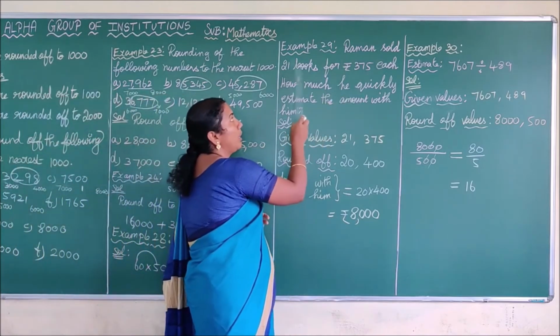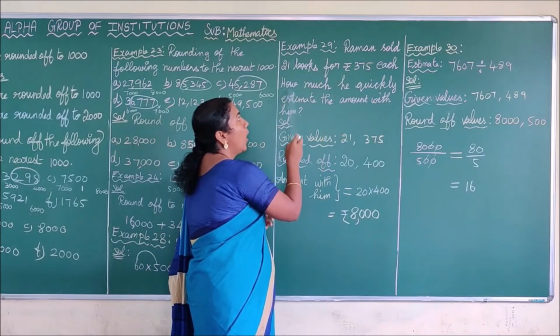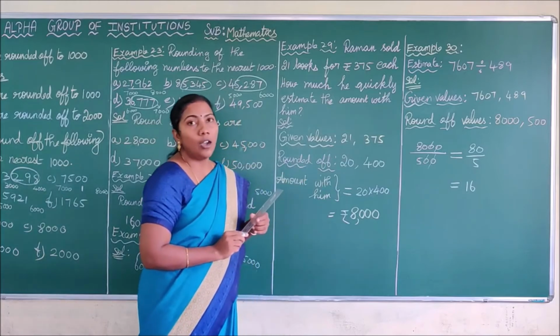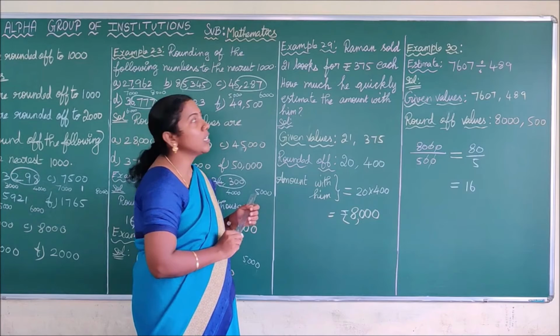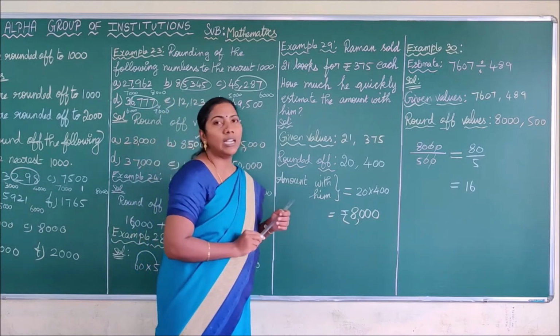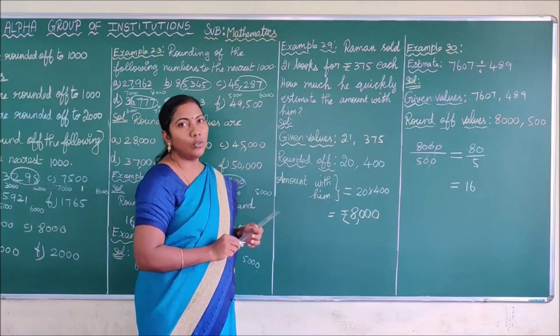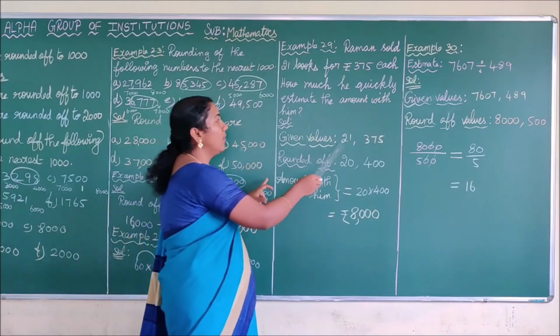Raman sold 21 books for rupees 375 each. How much he quickly estimate the amount with him? That is, Raman is holding the book. He sold 21 books and cost of one book is 375. So you have to quickly calculate what is the amount with him. So for that you have to multiply the estimate value only. So what are the given values?